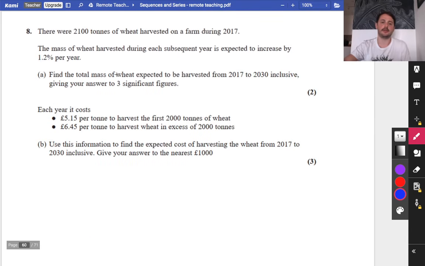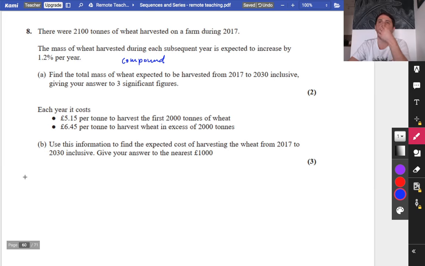Okay. So this one's quite short, it's only 5 marks, let's see what happens. It says there were 2,100 tonnes of wheat harvested on a farm in 2017. The mass of wheat harvested each subsequent year is expected to increase by 1.2%. So it sounds similar to compound interest because it's increasing by 1.2% each year. Find the total mass of wheat expected to be harvested from 2017 to 2030 inclusive, giving your answer to 3 significant figures. So it's including 2017 and 2030.